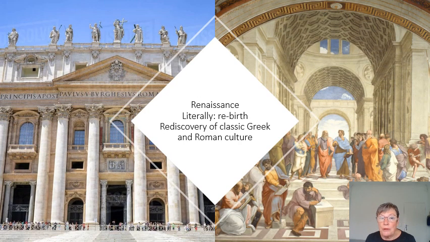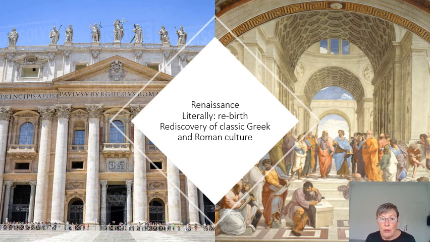So, for example, typically Renaissance art, as you see here on the right-hand side, this is a painting by the artist Raphael, and it's called The School of Athens. You will see Plato and Aristotle right in the middle of the painting, which gives you an indication it's not only going back to architecture and art, but also ideas.